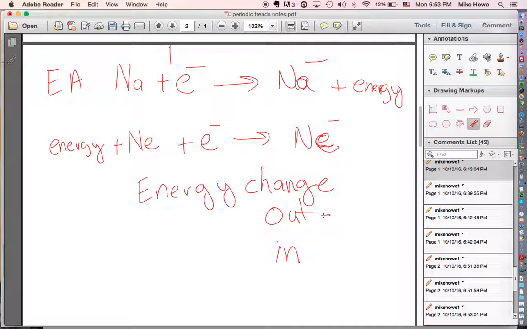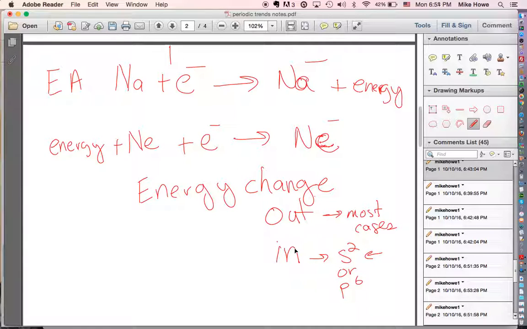So energy goes out in most cases, but sometimes energy goes in. It goes in for all elements that end in s2 or p6. In other words, if there's a full sublevel, energy will be required to make an electron stick. That is, if there's a full s sublevel or p sublevel. D sublevels will generally still release a little bit of energy when you add an electron. A full d sublevel will still release energy, but not as much as you would expect.